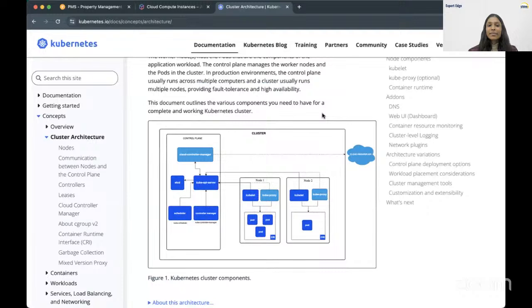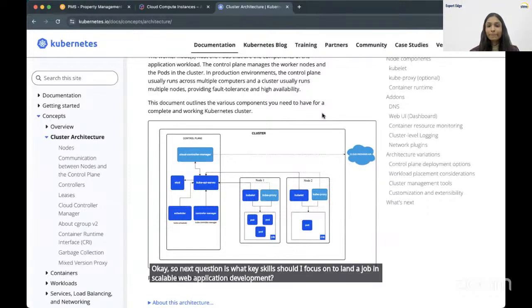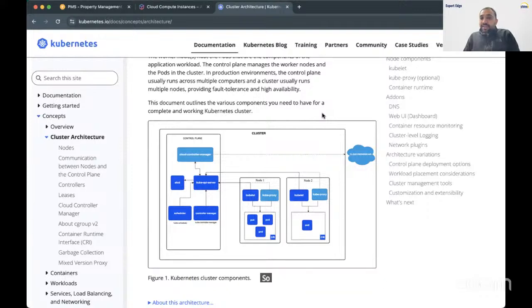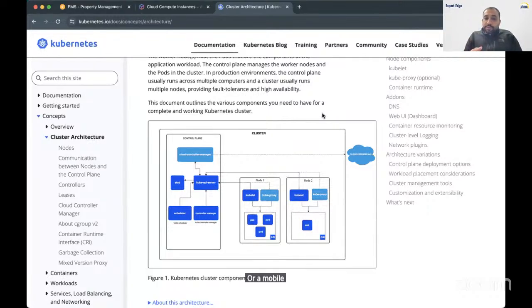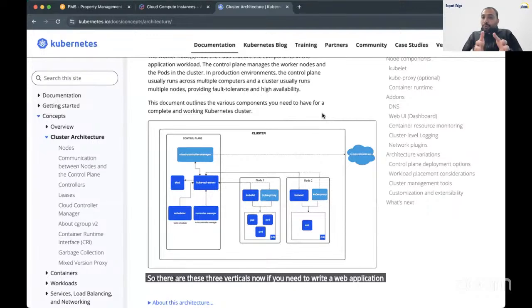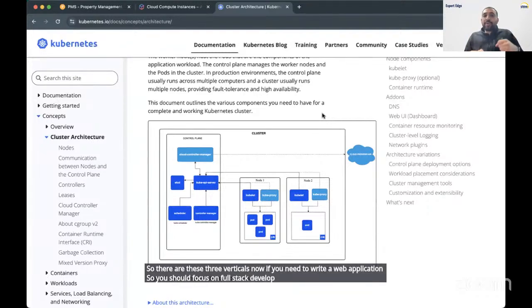Okay, so next question is, what key skills should I focus on to land a job in scalable web application development? So now the first thing is that you are looking forward to your career as a web application developer or a mobile application developer, or you are trying to look forward towards the DevOps approach, right? So there are these three verticals now. If you need to write a web application, you should focus on full stack developer. It means you should be able to write a front end as well as a back end.